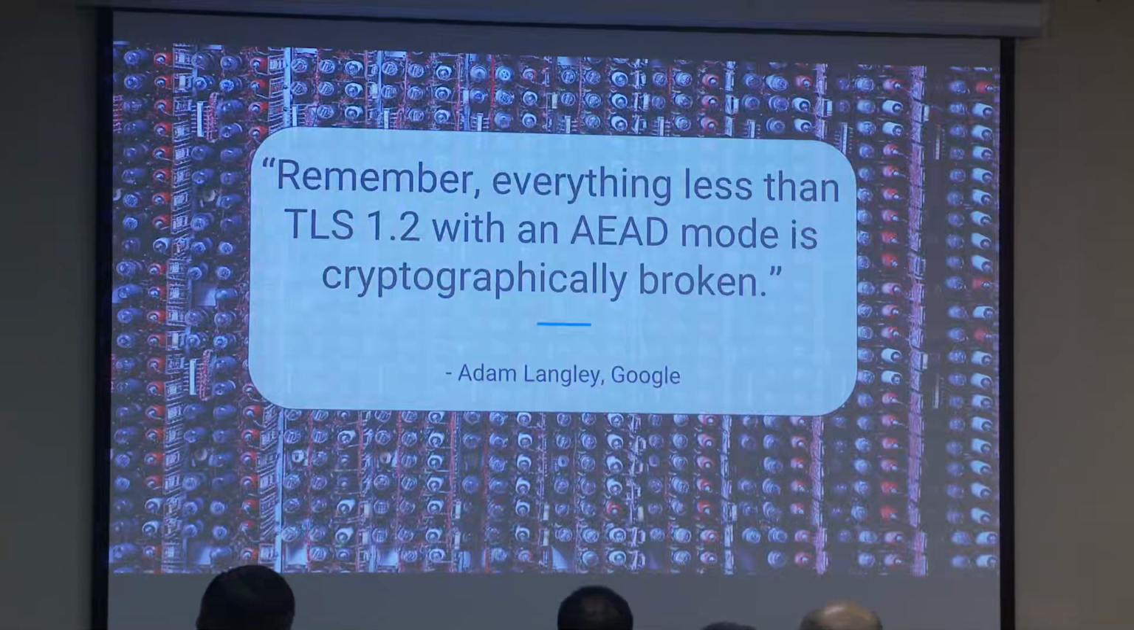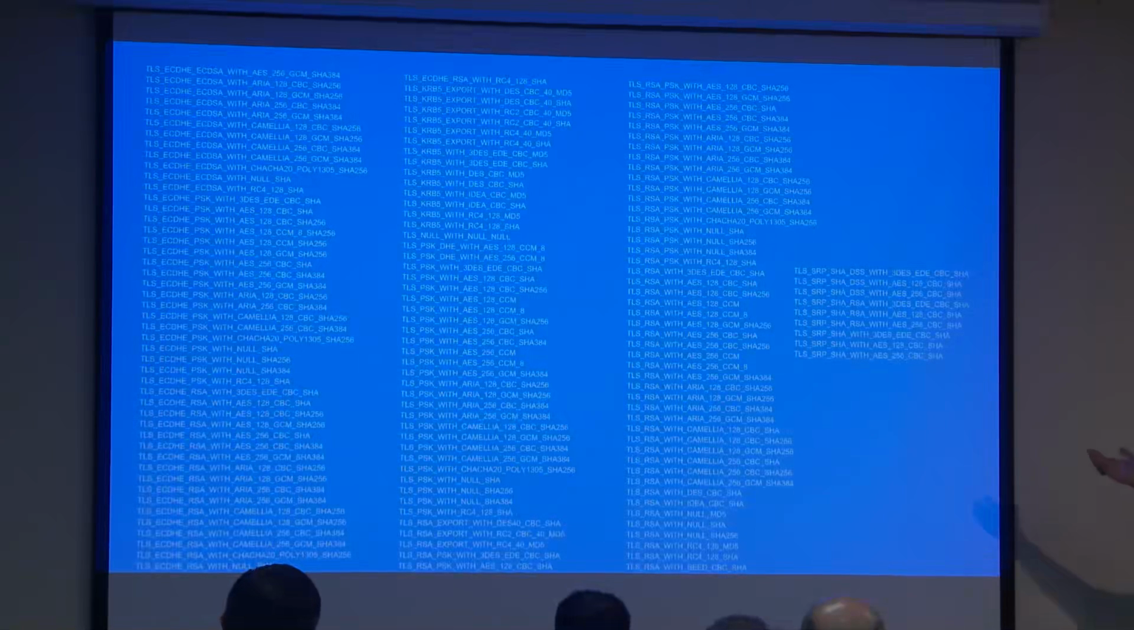So let's look at some of the ciphers that you can choose to use with these early versions of TLS, from 1.0 all the way up to 1.2. There's just a few of them. But wait, there's more. How do we pick the right ones? How do we know? This is ridiculous.